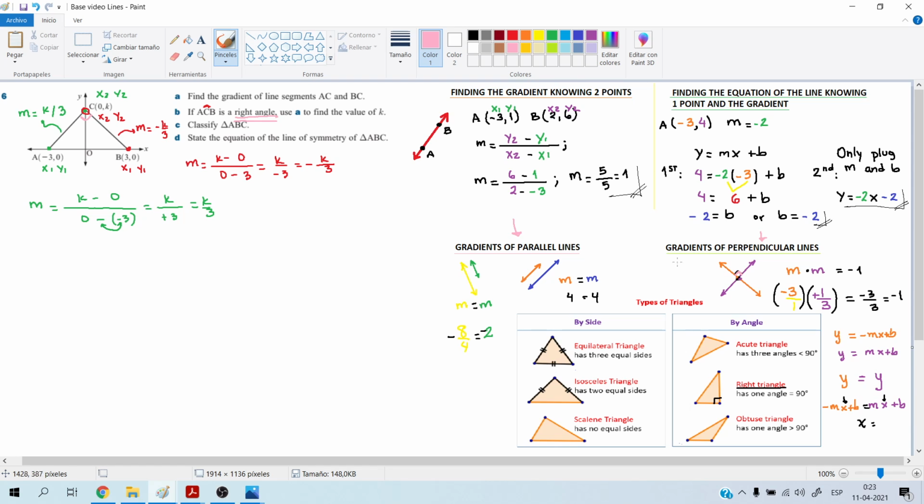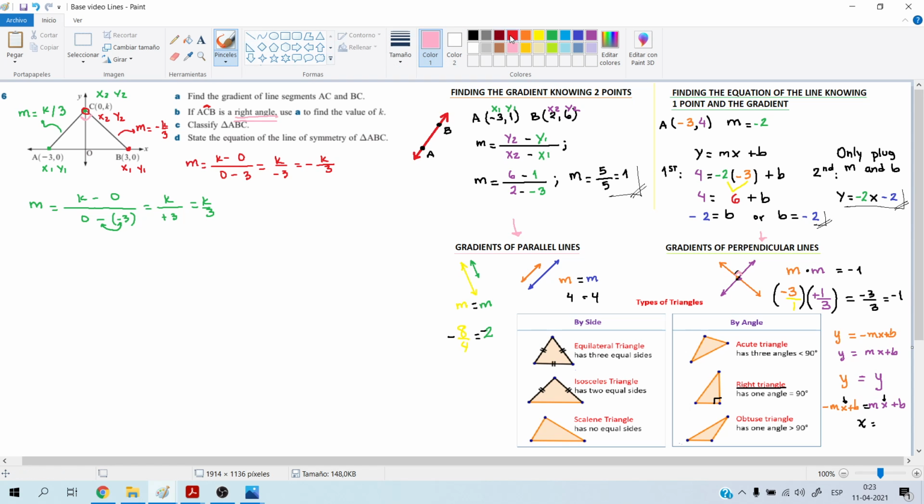The value of k, actually we didn't need to know all of this right now that I figured it out. I'm sorry. Okay, so they're perpendicular. So what do we have to do with the gradients? Do we have the gradients? Yes, we have the green gradient and the red gradient. And we have to multiply them, and they have to be equal to -1.